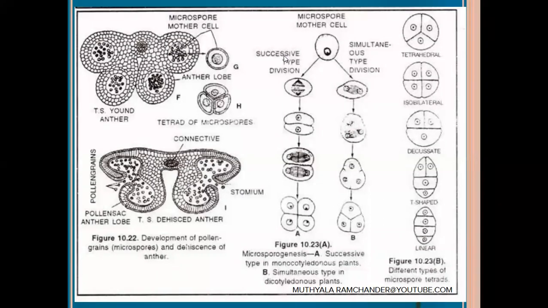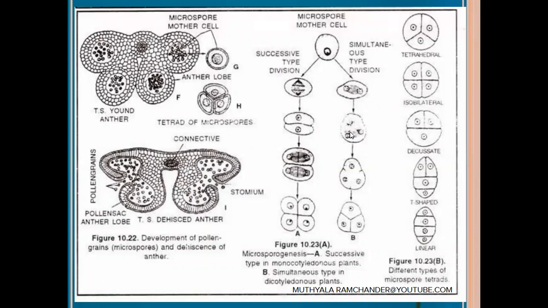We call this successive type of meiotic division. In simultaneous division, first only karyokinesis divides the nucleus to form two nuclei. The two nuclei again undergo karyokinesis and form four haploid nuclei. The four haploid nuclei are present only in the microspore mother cell.